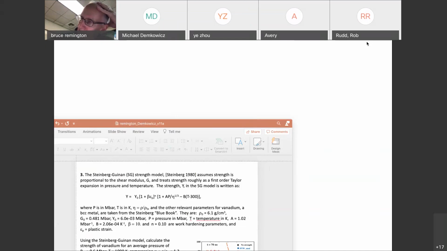Okay, I have one more question from myself. The Rayleigh-Taylor instability tests you showed were at extremely high stresses. So is there a threshold stress below which you do not see the RTI?